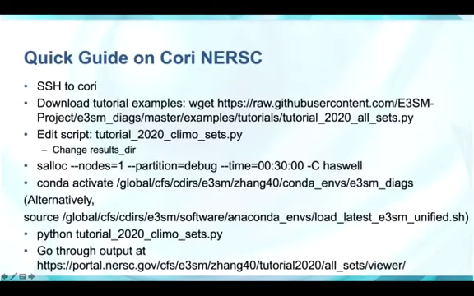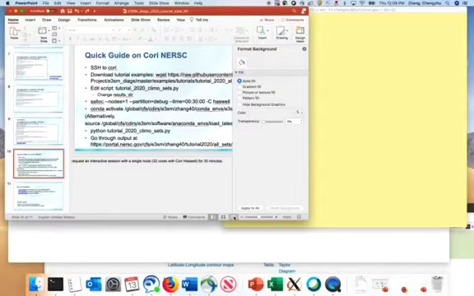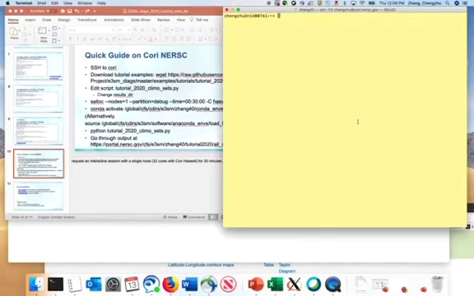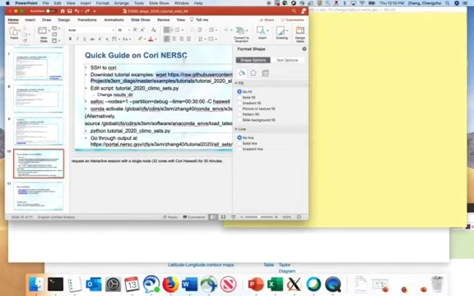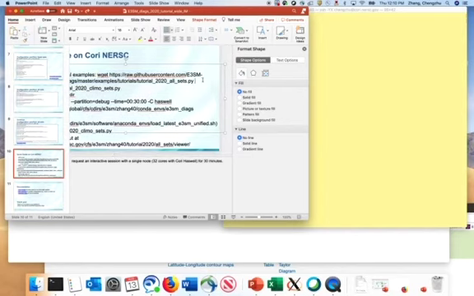Okay, let's practice running this example on Cori NERSC. I'm going to stop the slideshow and open up a terminal window. In this terminal window, I already SSH'd to Cori NERSC. First, let's make a new directory for the tutorial run script. And let's download the tutorial example from our GitHub repo.